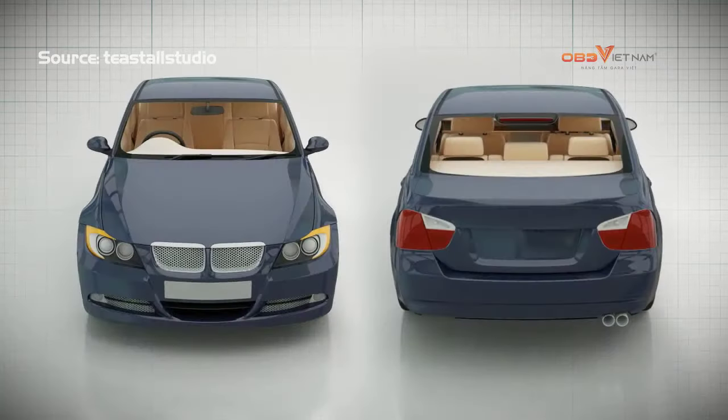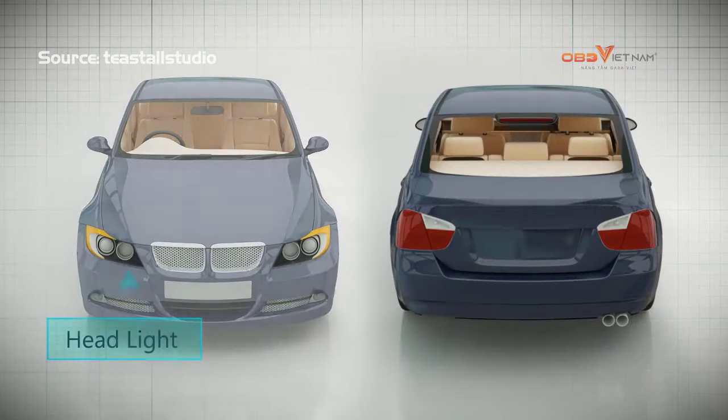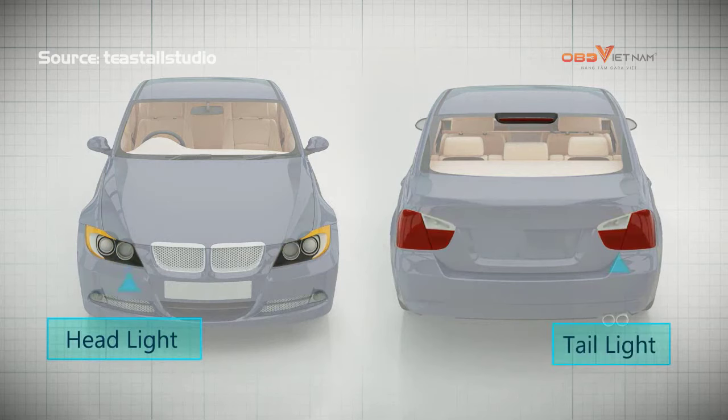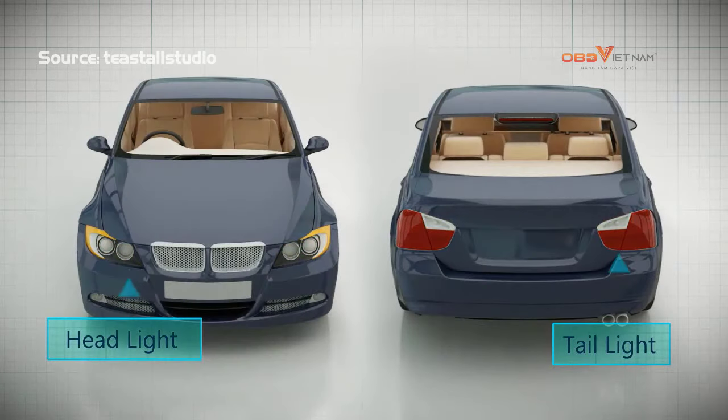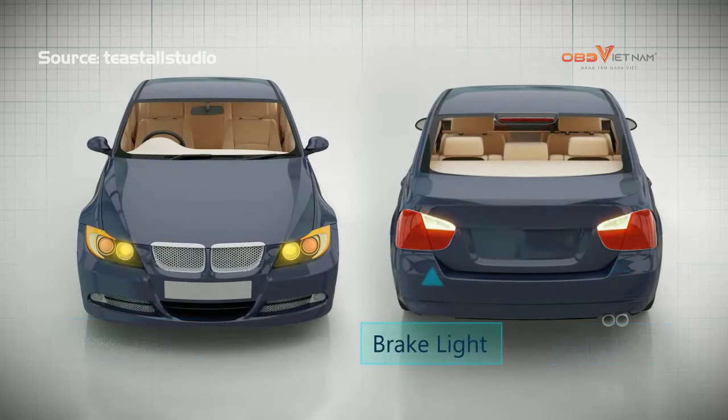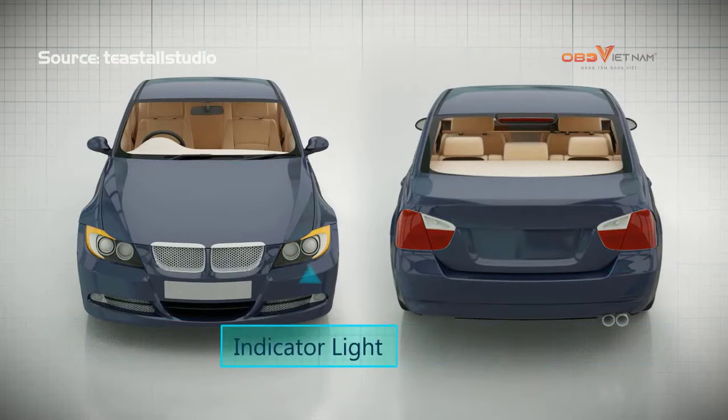There are lights in the front and rear of the car, called headlights and tail lights respectively. Besides them, there are brake lights that get lit when brakes are applied and indicator lights which are used to indicate the direction in which the car is going to turn.